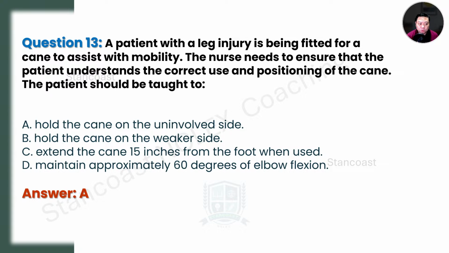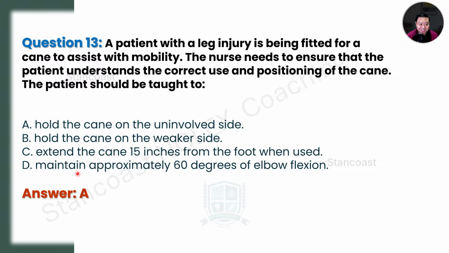So, holding the cane on the uninvolved side will best support the entire body and also the weaker leg, much more stable here. If you selected letter B, hold the cane on the weaker side, this will compromise the balance, much more difficult to initiate the ambulation this time. If you selected letter C, extending the cane 15 inches from the foot when used, this is excessive. It should be held closer to maintain better control and stability.